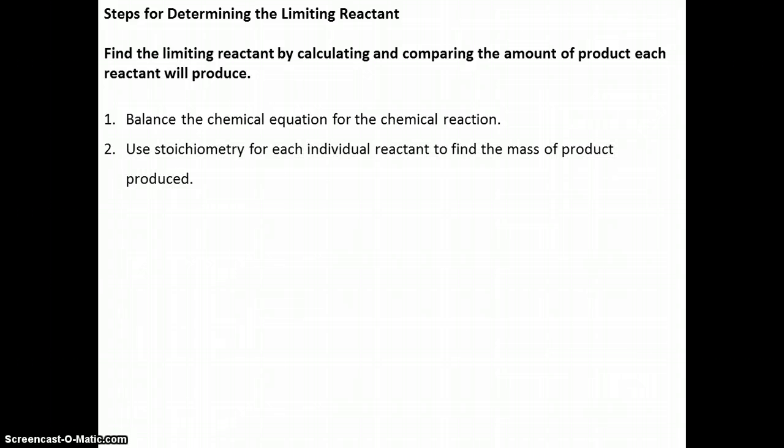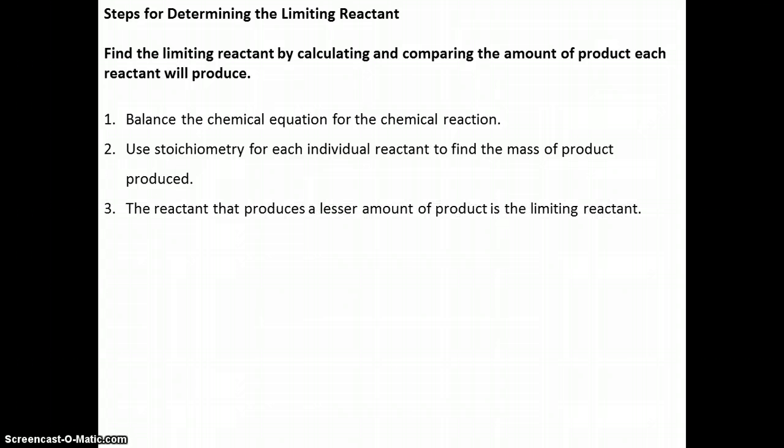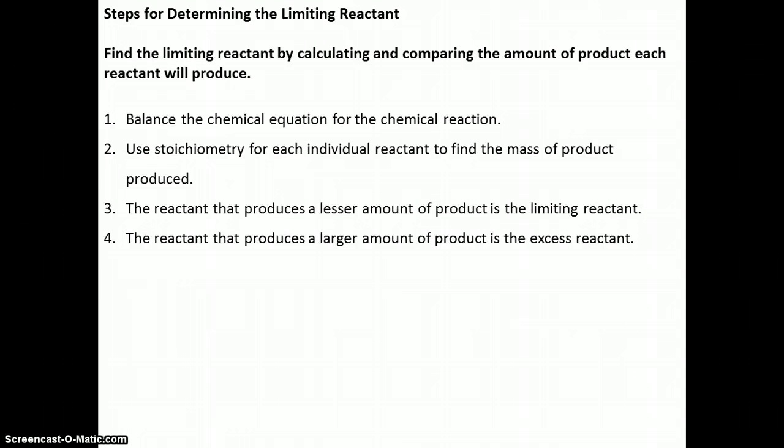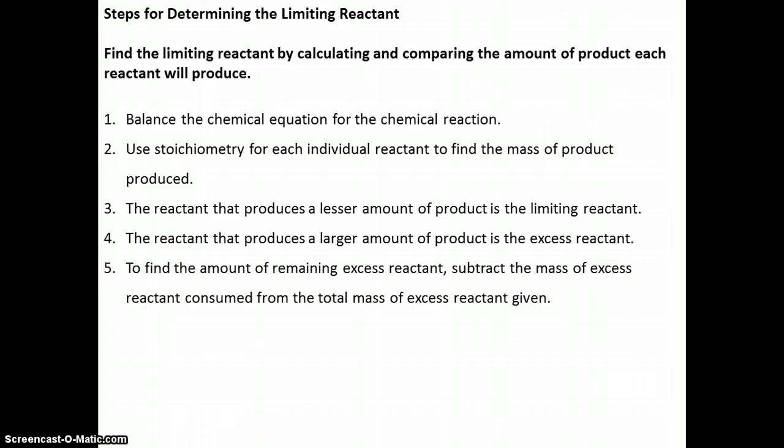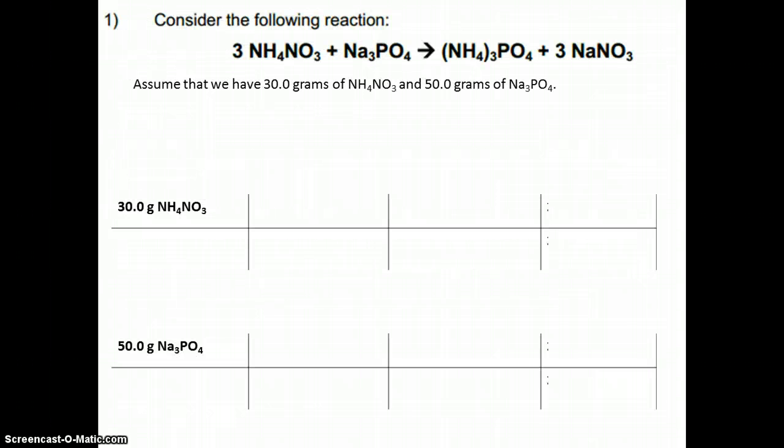The second step is to use stoichiometry for each individual reactant to find the mass of product produced. And you'll want to use that diagram that we learned about last week. The reactant that produces the lesser amount of product is the limiting reactant. The reactant that produces a larger amount of product is the one that's in excess, the excess reactant. To find the amount of remaining excess reactant, we're going to subtract the amount of excess reactant used up in the reaction from the total that we had at the beginning. And I will now show you numerical examples for each one of those steps.